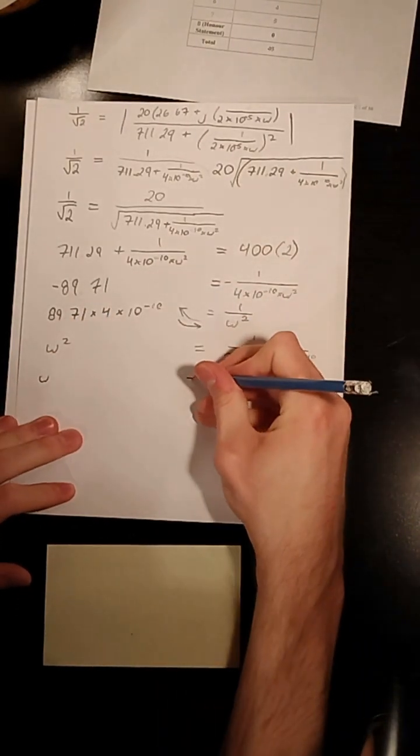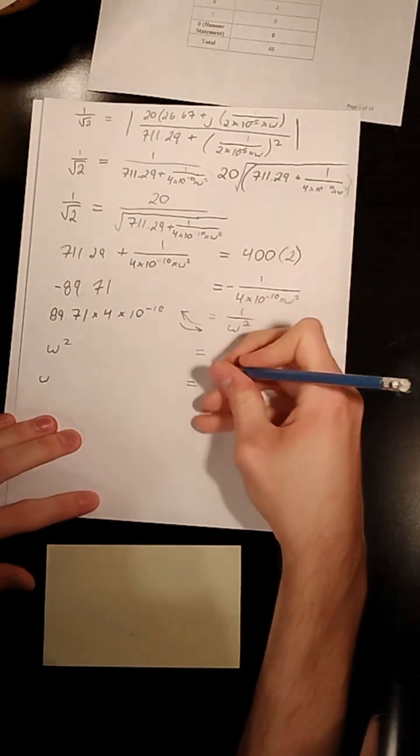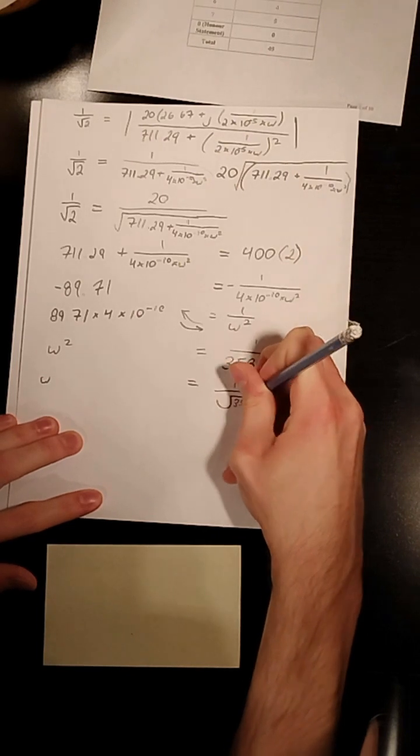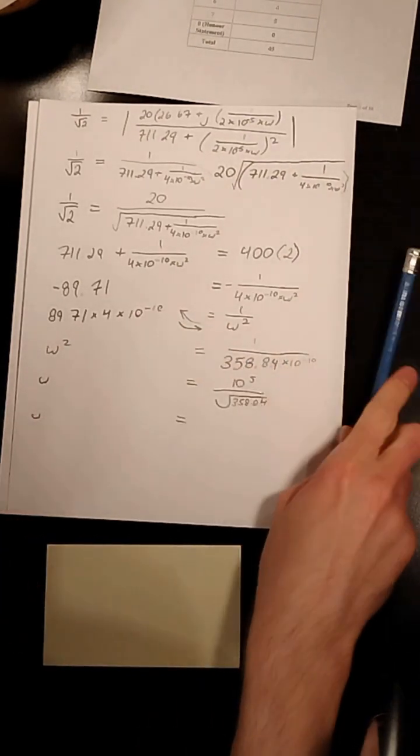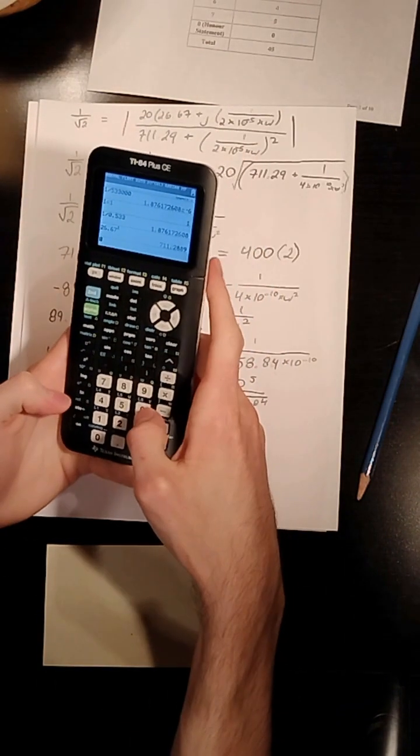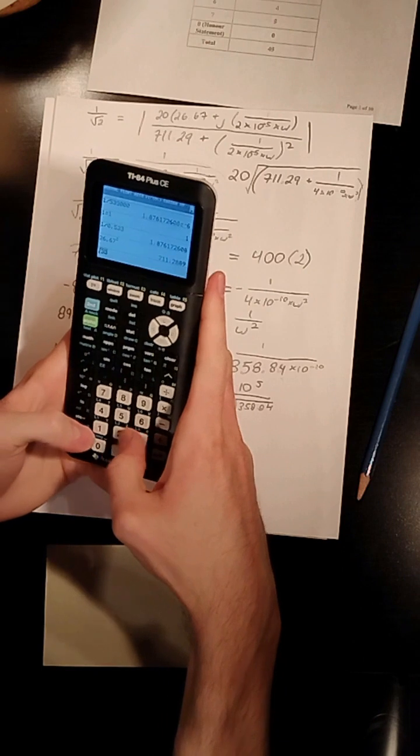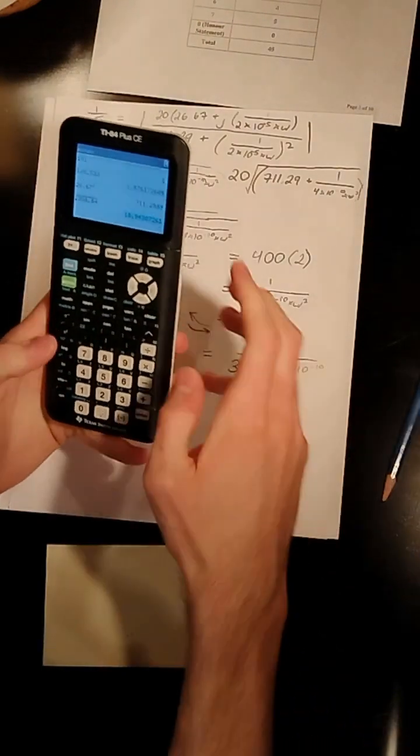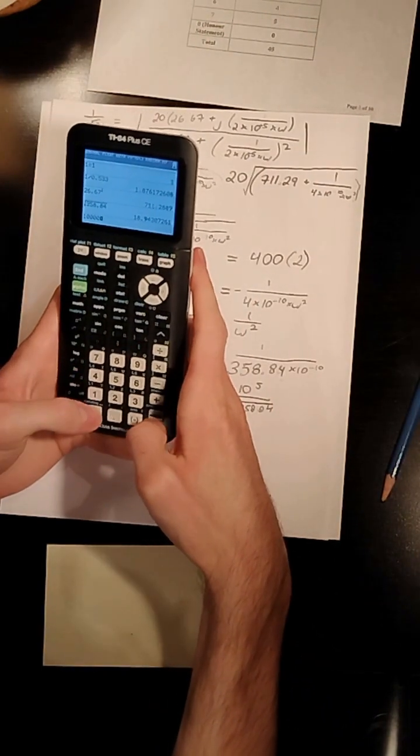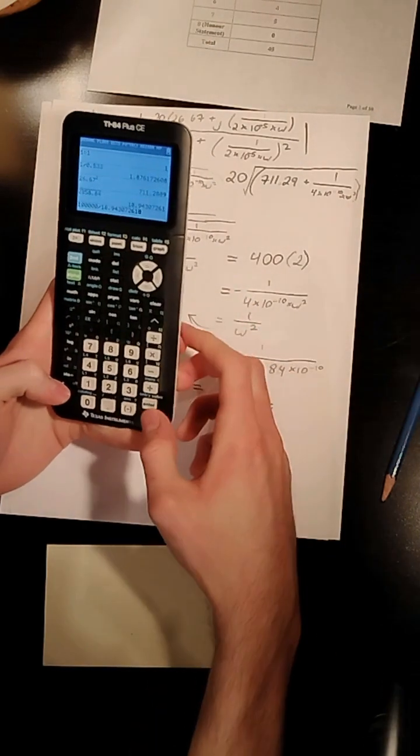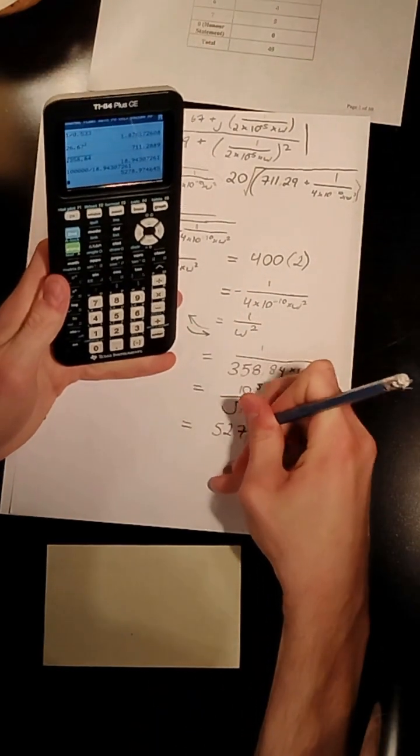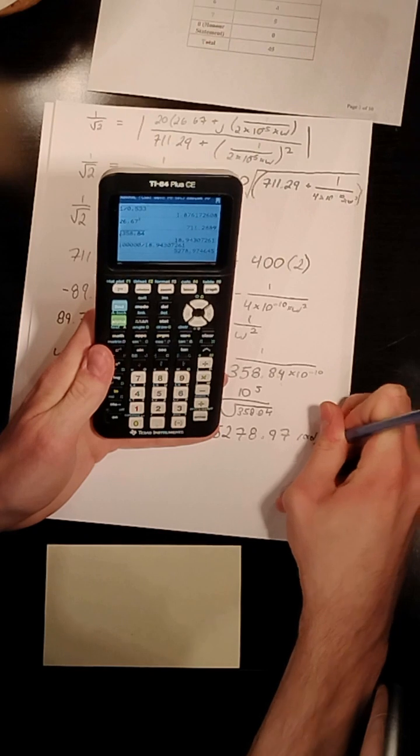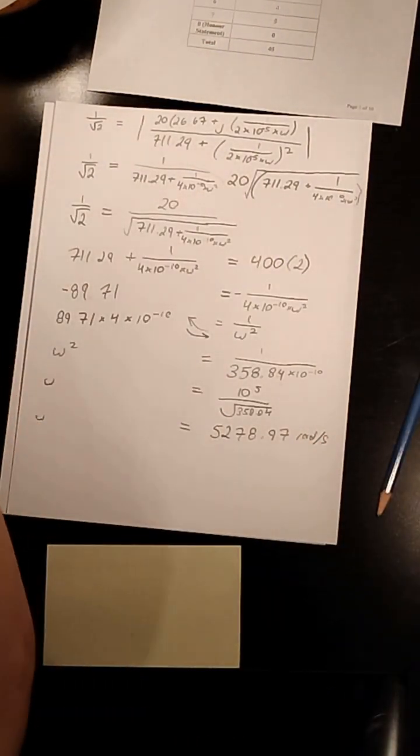W is equal to, so that would be 10 to the 10 on the top, so you get 10 to the 5 over square root of 358.84, and this is your 3 dB frequency, which is square root of 358.84, and then 100,000 divided by that. That is 5278.97 radians per second. All right.